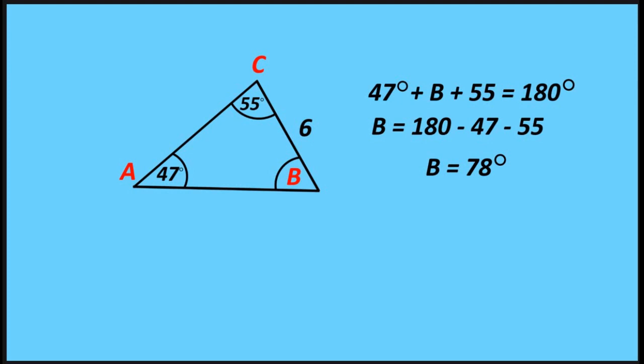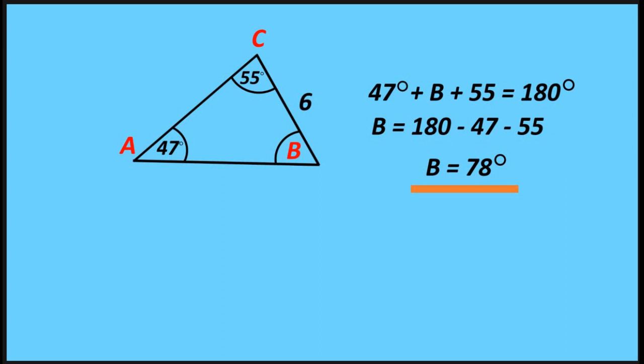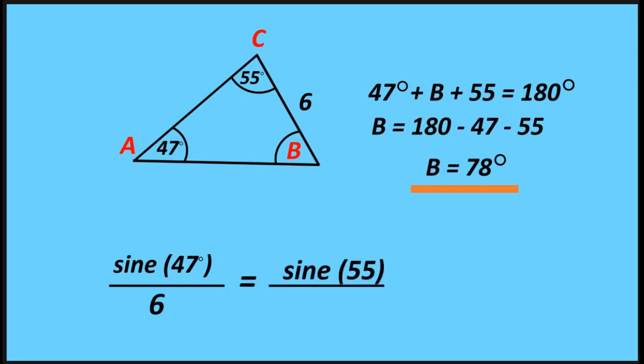Now as mentioned earlier, if we knew three elements of any two ratios, we can apply the sine law to find the missing element. So taking the sine of angle A, which is 47 degrees, and putting it over the length of its opposite side, which is 6, and equating this ratio to the sine of angle C, which is 55 degrees, and putting it over the length of our unknown side, c.